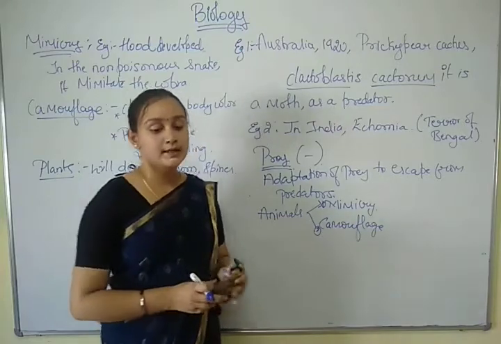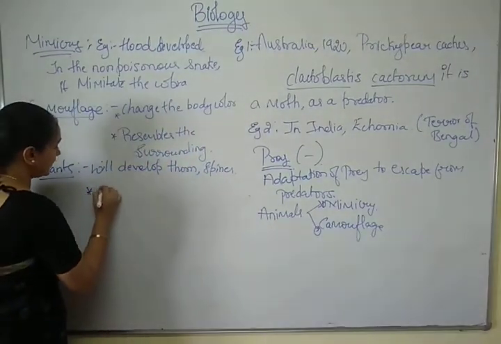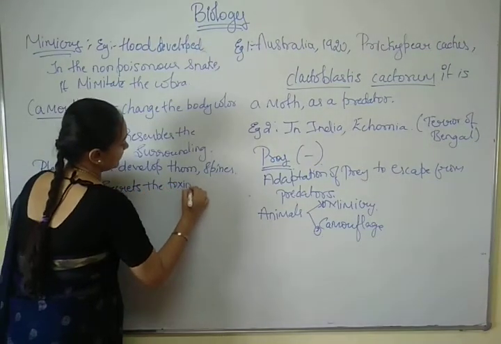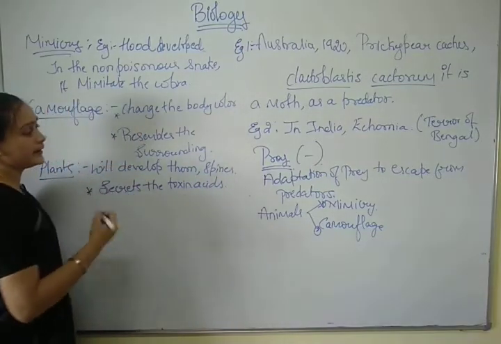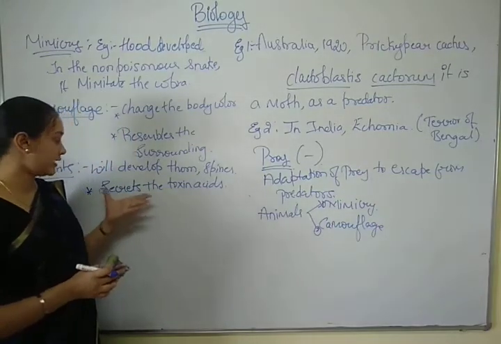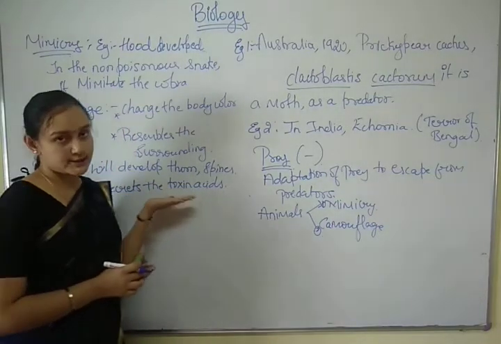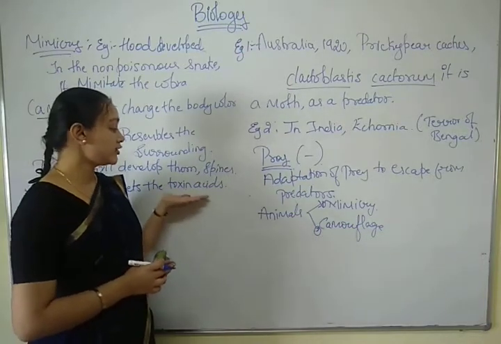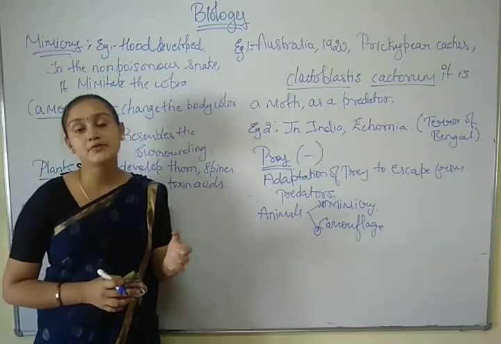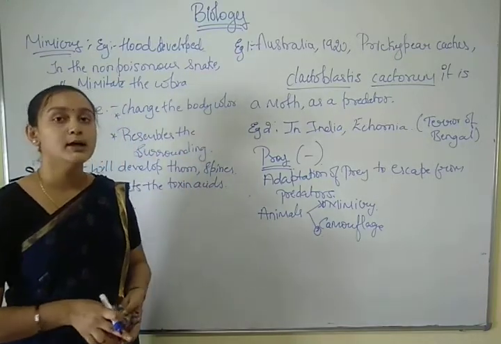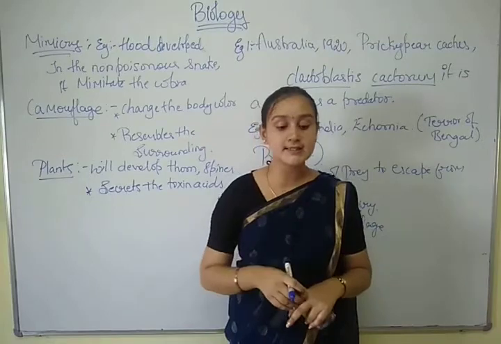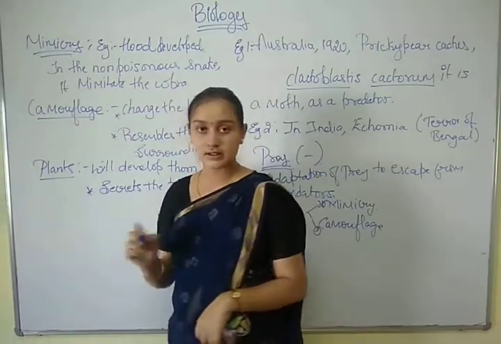ಅಂಡ್ ಆಲ್ಸೋ it will secrete some toxic acid. Okay, it secretes the toxic acids. So plant ಪ್ರಿಡೇಟರ್ಸ್ ಇಂದ ಅಟ್ಯಾಕ್ ಆಗಬಾರ್ದು ಅಂತ ಹೇಳಿ ಸೊ ಪ್ಲಾಂಟ್ಸ್ ಕೂಡ ಒಂದು ಟಾಕ್ಸಿನ್ ಆಸಿಡ್ಸ್ ನ ರಿಲೀಸ್ ಮಾಡುತ್ತೆ. ಸೊ ಈ ಒಂದು ಟಾಕ್ಸಿನ್ ಆಸಿಡ್ ನ ರಿಲೀಸ್ ಮಾಡಿದಾಗ the predators, it will feel scary to go and attack the particular plant species.